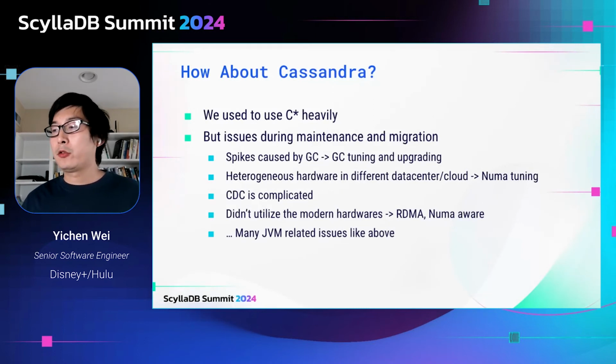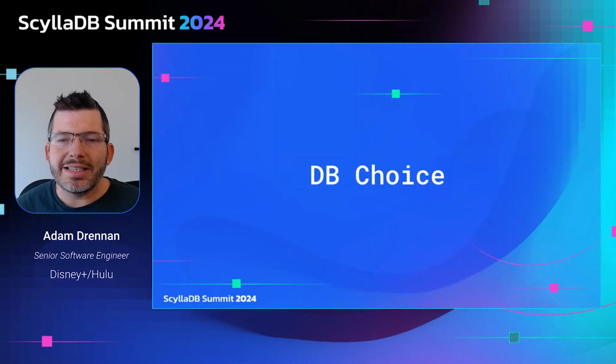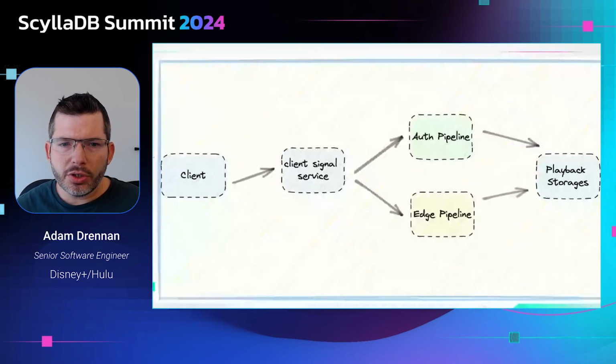Next, Adam will introduce our use cases with ScyllaDB. Thanks, Yichen. So, based on our requirements for write performance and cost and our experience with Cassandra, we decided to explore ScyllaDB and do a proof of concept. Here's a quick reminder of our architecture, and we wanted to create a POC that would match this as closely as possible.